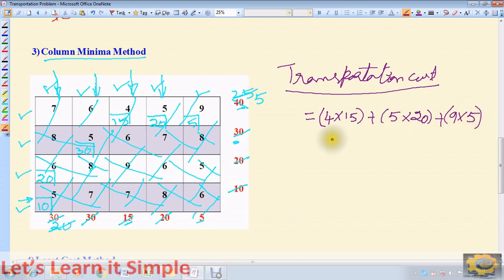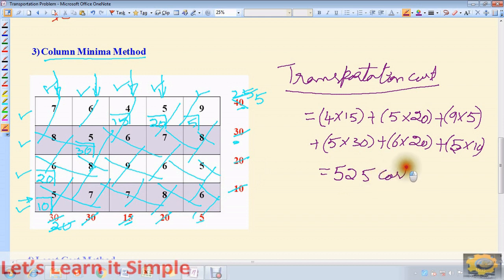Now in the second row, we have 5 as the cost with number of allocation 30. And next we have fourth row, 6 is the cost with the number of allocation 20. And next we have the last row, 5 with allocation as 50. The transportation cost will be 525 cost units. So transportation cost by column minimum method is 525.